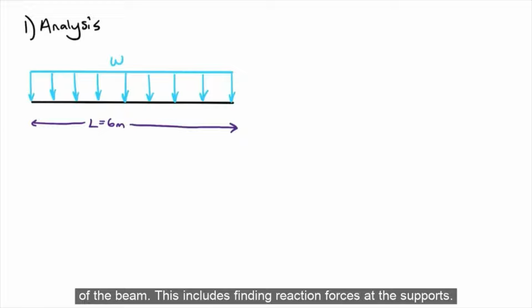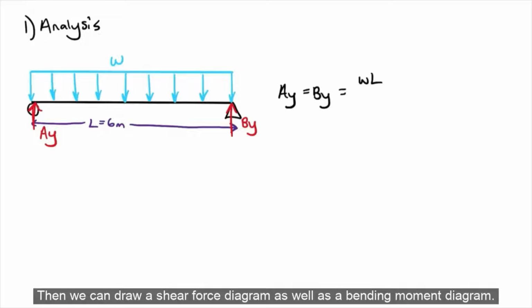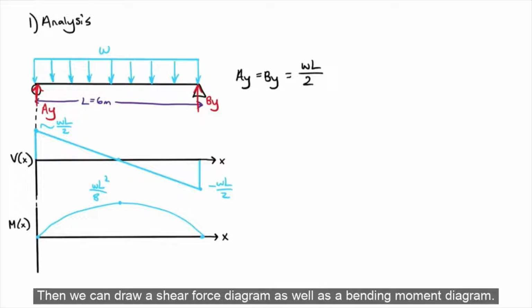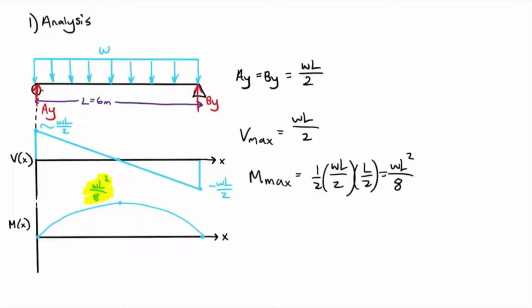This includes finding reaction forces at the supports. Note that this is a roller support and this side is a pin support, and we're left with these reaction forces. Then we can draw a shear force diagram as well as a bending moment diagram. From these two diagrams, we can determine the maximum shear force and maximum bending moment. Now we can move on to step 2.